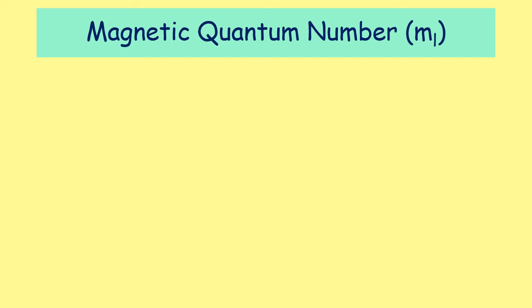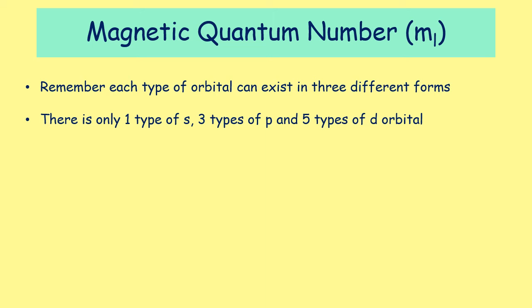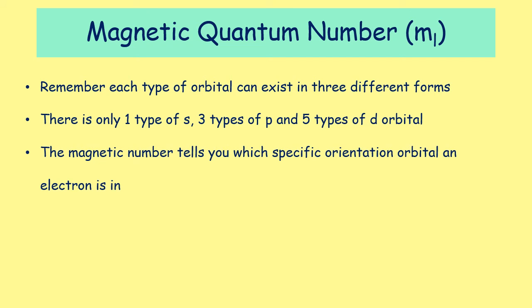Now the magnetic quantum numbers, these tell you the specific orientation of a p or a d orbital. So remember, each type of orbital can exist in a few different forms. I said 3 there, but that is just p orbitals. So there's only 1 type of s orbital, there's 3 types of p orbital, and there's 5 types of d orbital. The magnetic quantum number allows you to know which specific orientation an orbital electron is in.